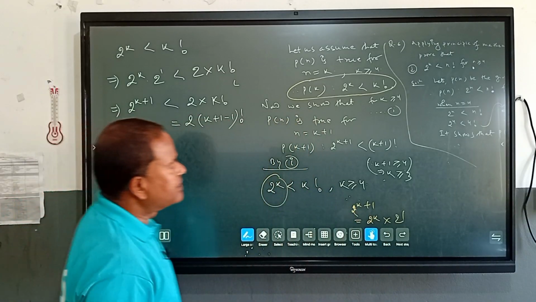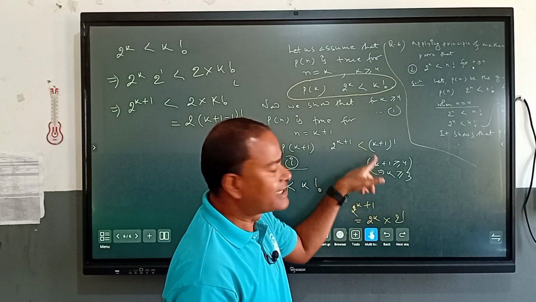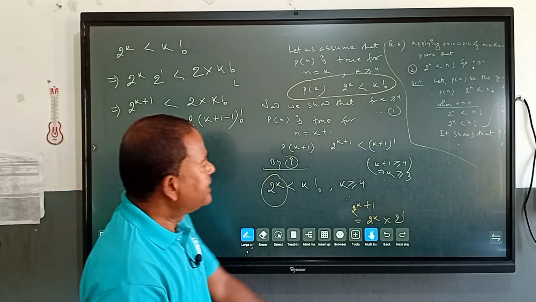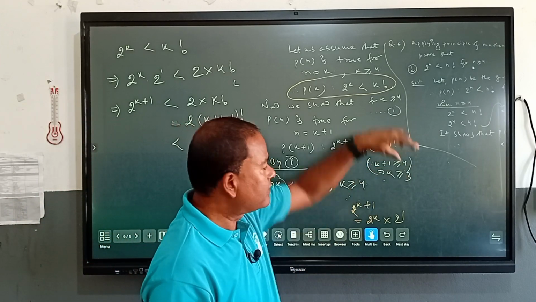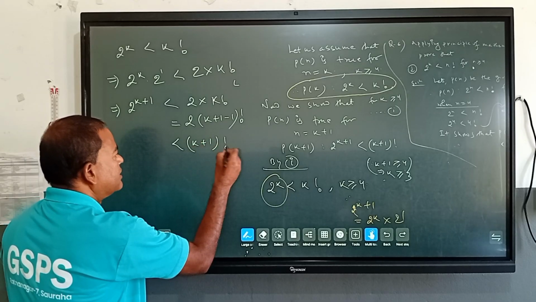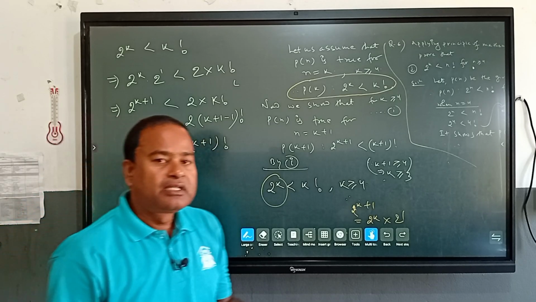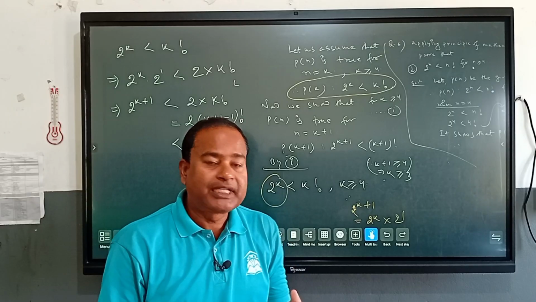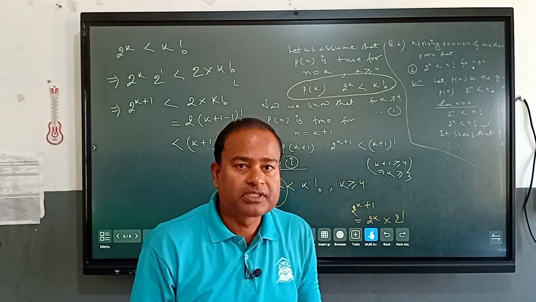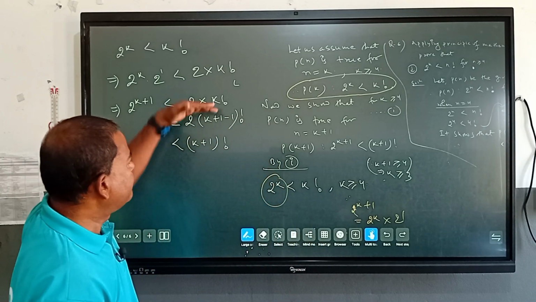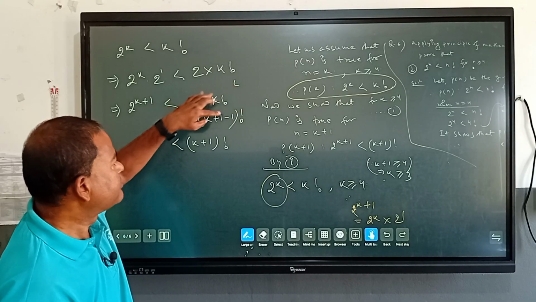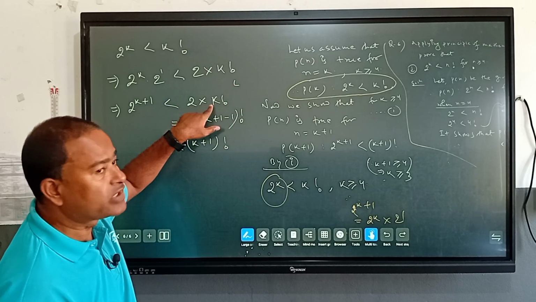Now I need the relation less than. So let's write down less than, then I need k plus 1 factorial. So I'll just copy this one over here, k plus 1 factorial. So let's compare whether it is eligible to write this less than k plus 1 factorial or not. So let's compare k plus 1 factorial with 2 times k plus 1 minus 1, which is the same as 2 times k factorial.